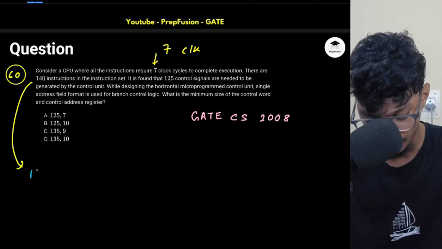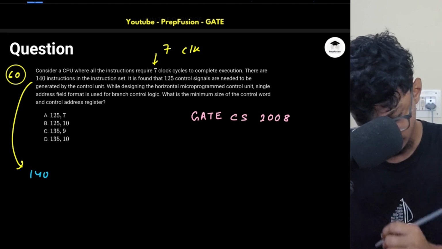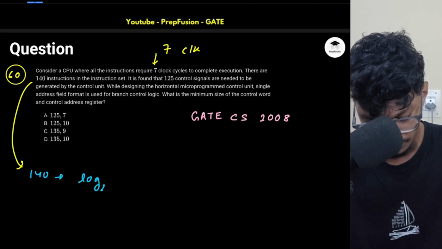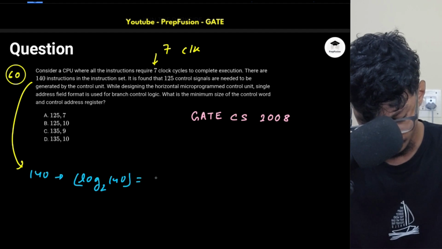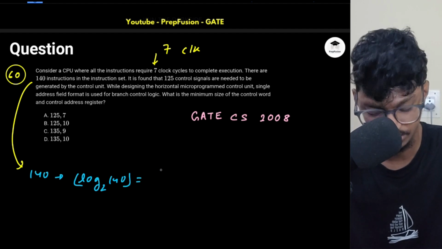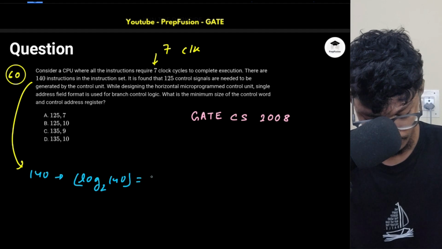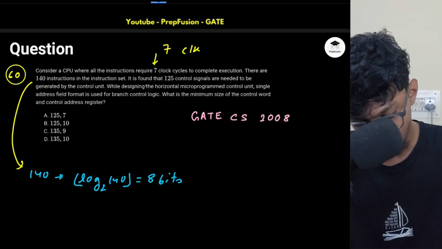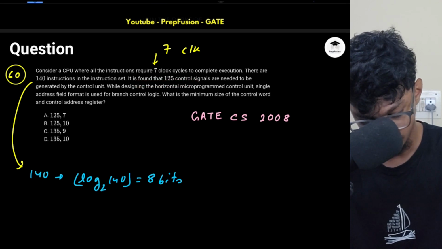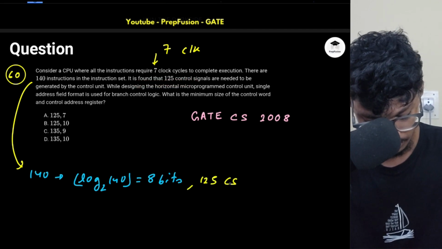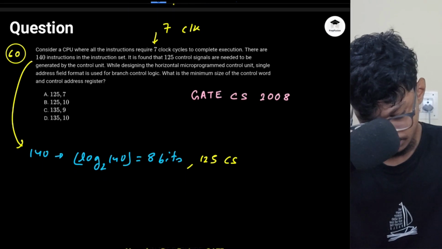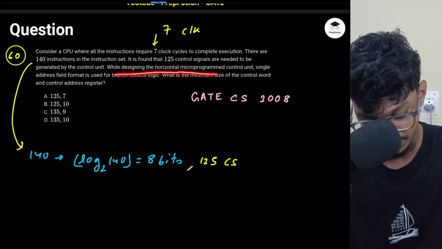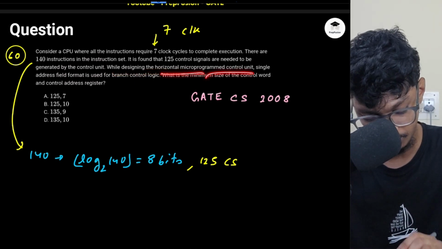So how many bits will I require for the instructions? Total number of instructions is 140, so the number of bits is the upper bound of log 140, which is 8. I will require 8 bits. And I have 125 control signals that need to be generated by the control unit while designing a horizontal microprogram control unit.